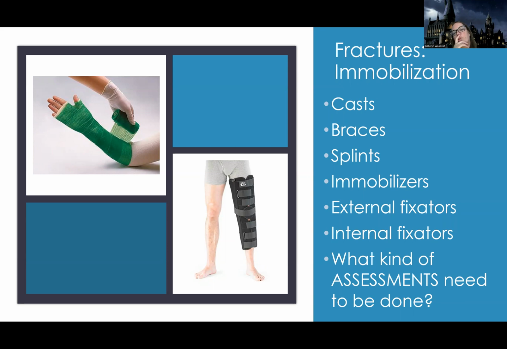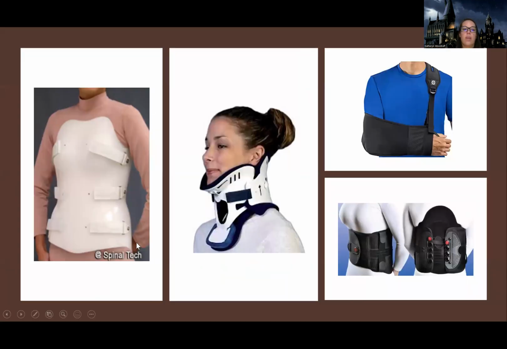When it comes to other devices, something like this is a TLSO brace. Someone that has a device like this, you have to think about what parts of the body it's putting pressure on. It's keeping great stabilization of the spine, which may be very important because maybe they had a spinal fracture.